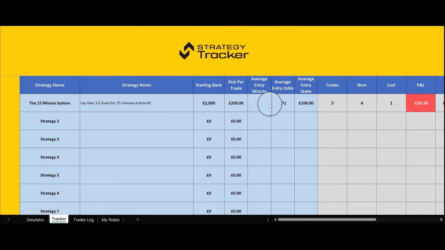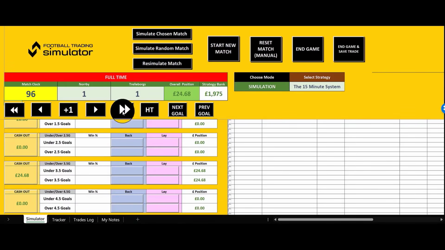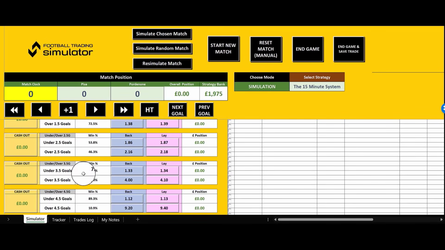So we can see £2,000 bank, and we've had 5 trades. 4 have won, 1 has lost, and we're in the negative. So it's not the best start to this. But anyway, let's keep plugging away, and let's see what happens from here.